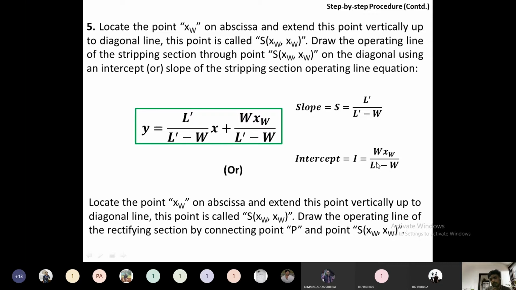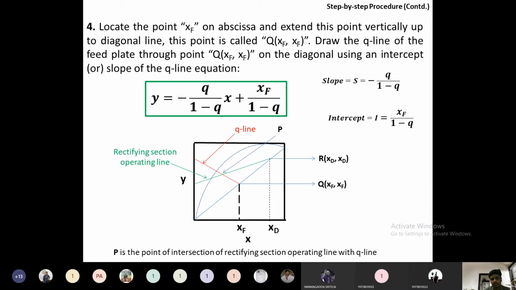So the internal parameters, V, L, L dash, everything, are internal parameters. Whereas F, W, D, xF, xD, xW, all these are the outer parameters. So the outer material balance we can calculate very easily. Instead of going for balancing every section, we can directly use another shortcut method. The shortcut method is just here.